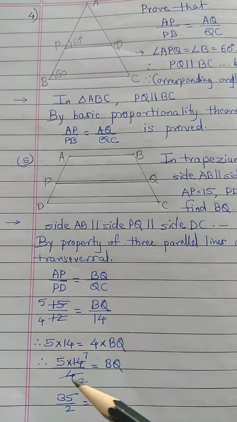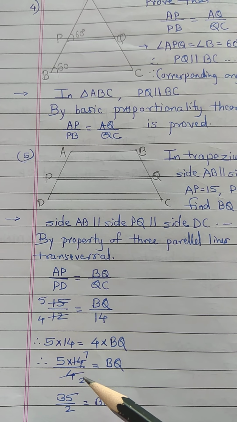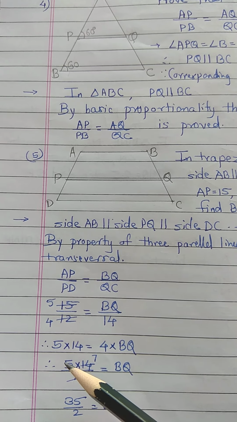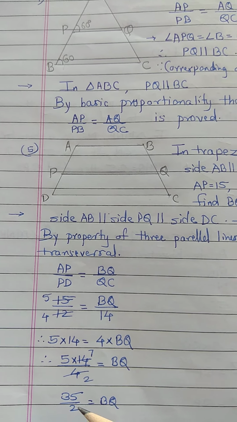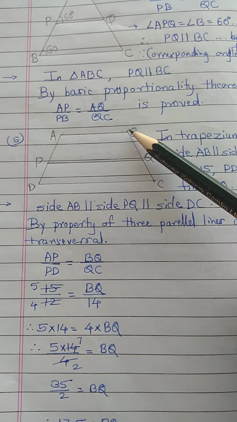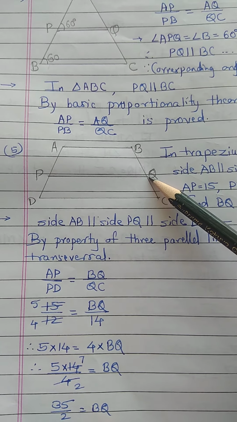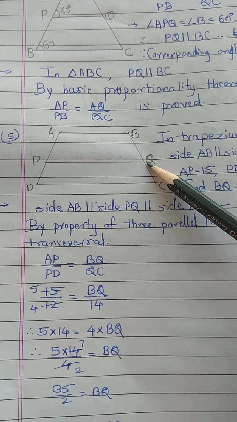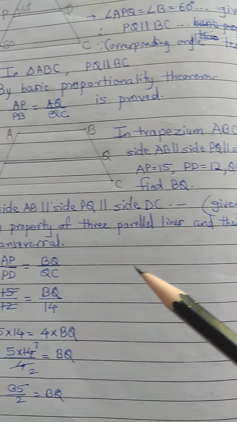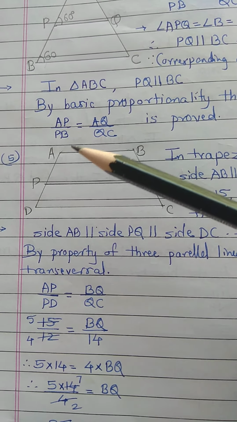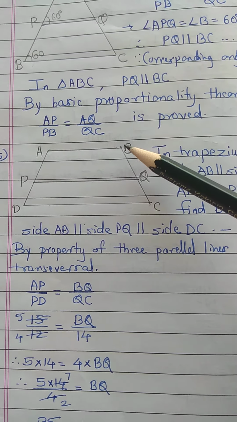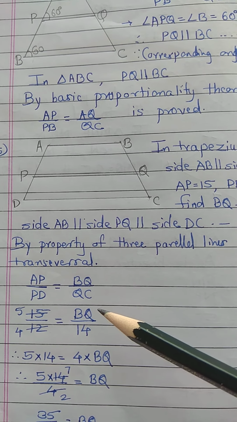This into 4 will become upon 4. Now 2 2s are 4, 2 7s are 14. In the numerator, 7 into 5 will become 35 upon 2. 35 upon 2 is 17.5. So the value of BQ is 17.5. We have solved this problem by using the property of three parallel lines and their transversal. What is that property? AP upon PD, see here, is equal to BQ upon QC.